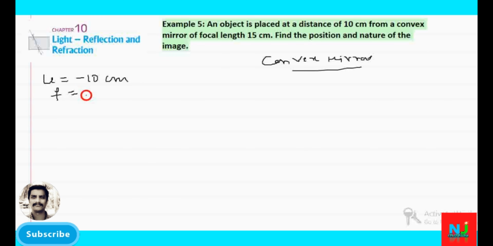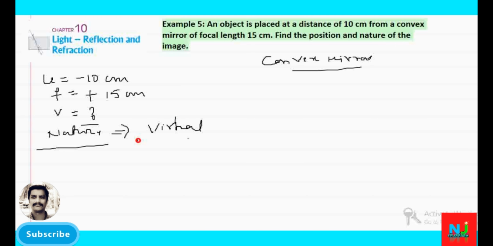So focal length is given. Remember, for convex it is plus 15 centimeter because we measure the focal length from the pole in the direction of the incident light, therefore it is positive. Find the position of the image and also the nature. Already you know from the fundamental concepts of the convex mirror that the nature of the image is always virtual. In the first problem itself we already know it is a virtual image. We have to find out the position.